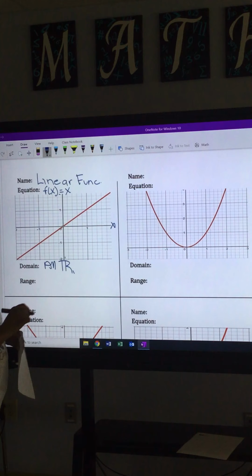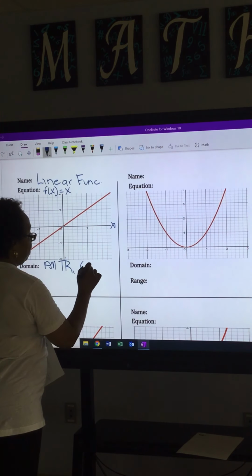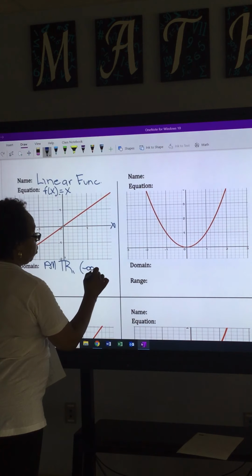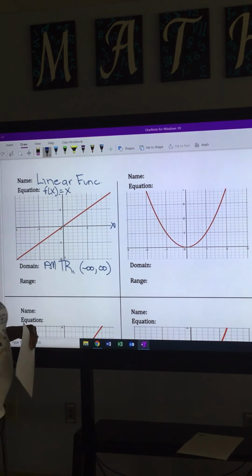In interval notation, that would look like this. From negative infinity to positive infinity with parentheses. And that is a negative infinity. It's not a pair of eyeglasses. Okay, your range also is all real numbers.